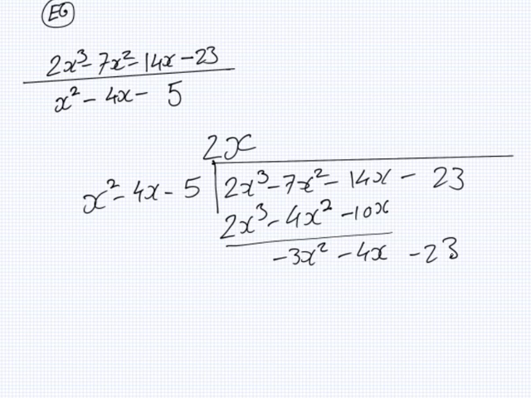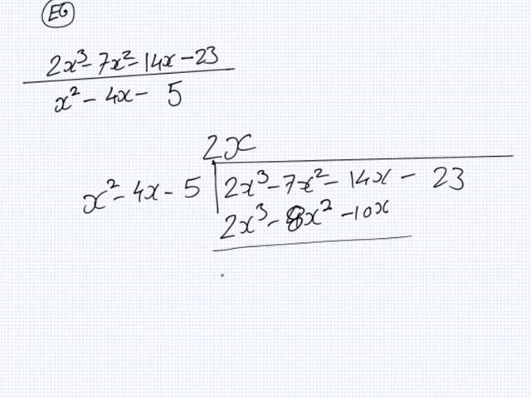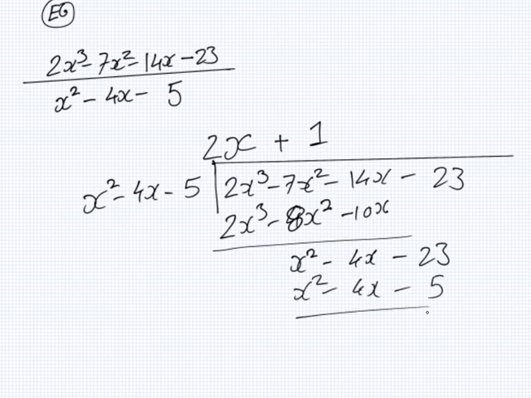Minus 8x squared, minus 8x here, sorry. Thank you. Okay, try again. x squared minus 4x minus 23. Okay, what do I need next? Just one, actually. One. Remainder? Minus 18.